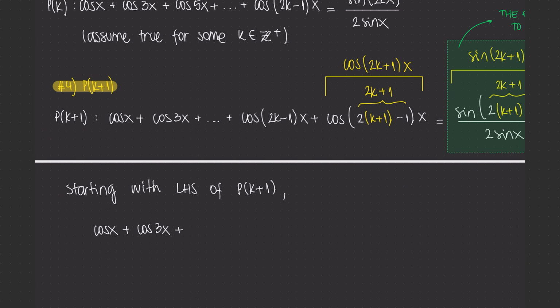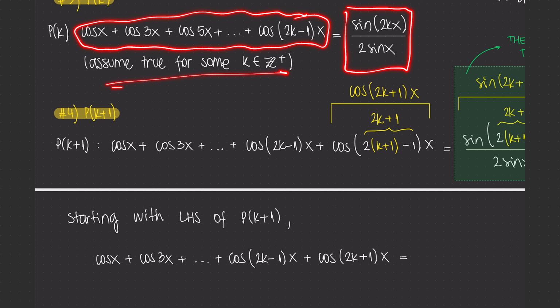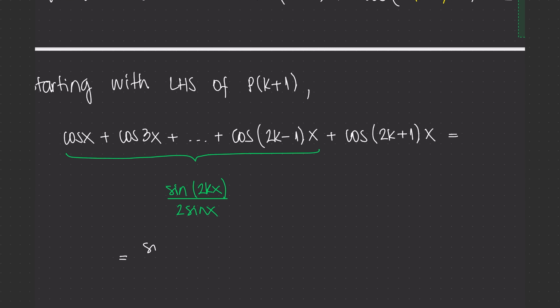Now, what do we have on the left hand side of P(k+1)? We have cosine of x plus cosine of 3x all the way up to cosine of (2k-1)x plus cosine of (2k+1)x. And knowing that all of this can be substituted by this, given that we're assuming that this equality is true, we're going to take all this and replace it by sine of 2kx over 2 sine of x.